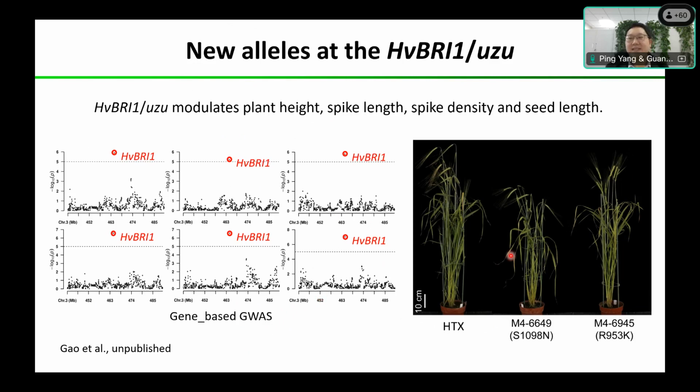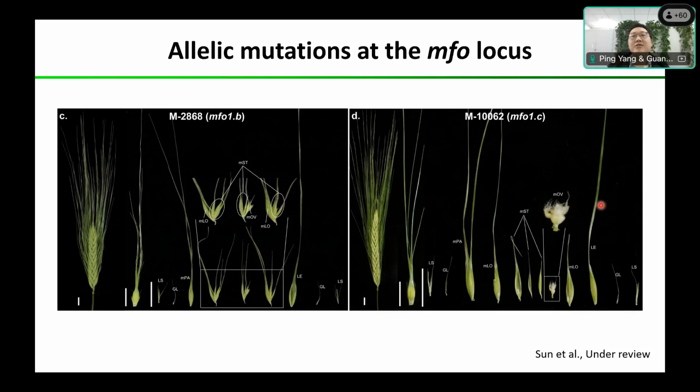You can see here, these are just two examples which show a slight reduction in plant height, but we do not observe significant differences in spike length and grain weight. Another example, as I mentioned before, is the MFO mutant. We also identified additional mutants, which are able to confirm the candidate genes identified in the forward genetics.